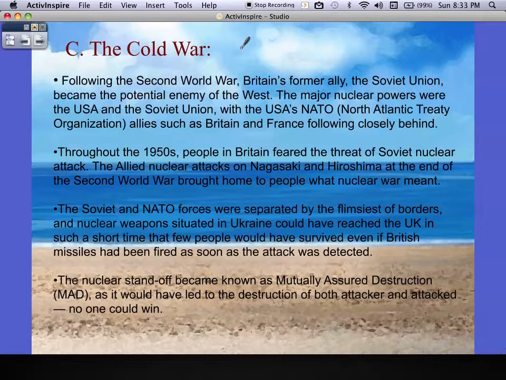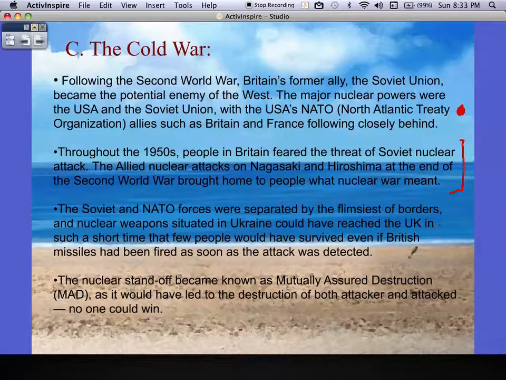The second big thing, or I guess the third big thing, was the idea of the Cold War. During World War II, the Soviet Union was an ally with Great Britain and France and the United States. Well, as soon as the war ended, the Soviet Union became a potential enemy of the West and began making threats. The United States, along with Britain and France, formed NATO, the North Atlantic Treaty Organization, to try and keep the nuclear balance, but the people of Great Britain were terrified.